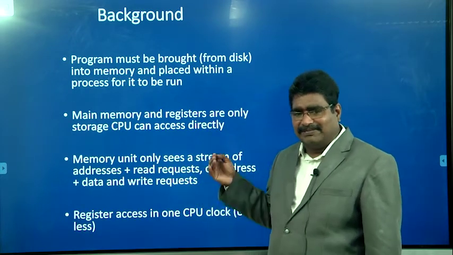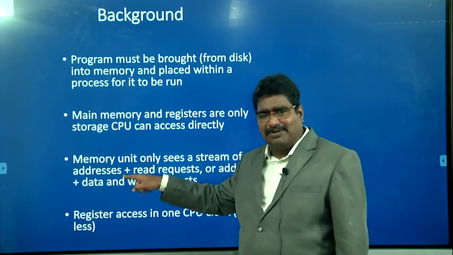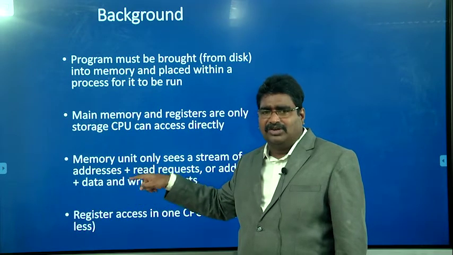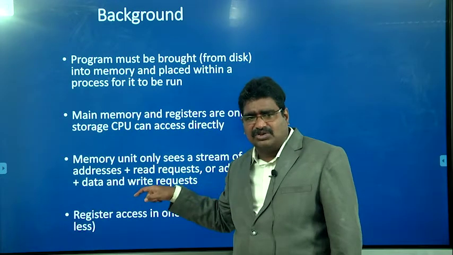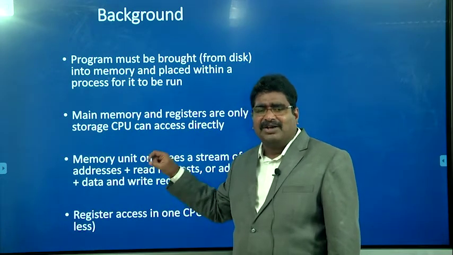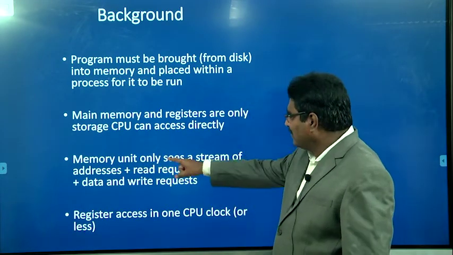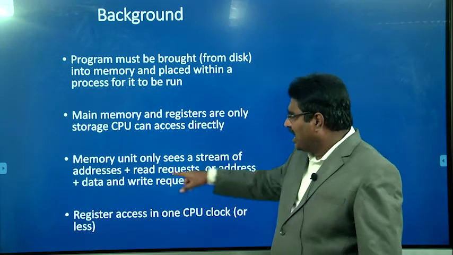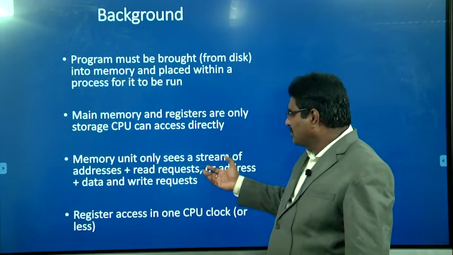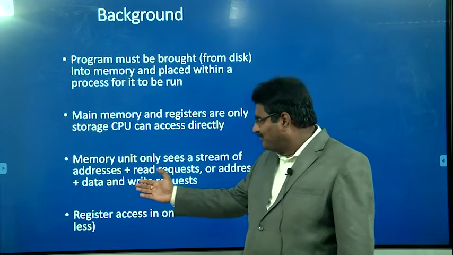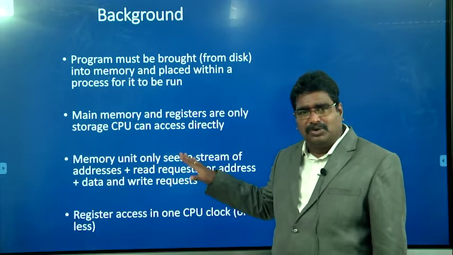For that reason, whether it is a data read or write operation, the address is clearly mentioned, that is, from which memory location the processor needs to perform the read as well as the write operation. Similarly, at the time of fetching the instruction, the processor must clearly specify from which memory location it needs to fetch the next instruction. So the memory unit only sees a stream of address plus read requests. Based on that, it is possible to read from that memory location, and similarly address plus data and address plus write requests. I hope you are able to understand.